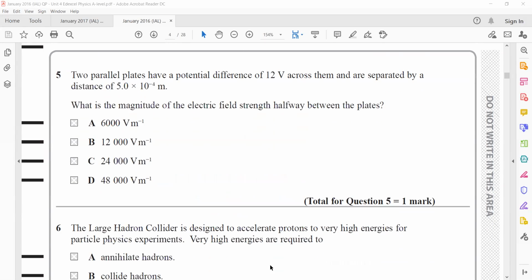Question 5. What could be the answer for question 5? You have the voltage and you have the separation. You need E. Yeah, question 5, C is the right answer.